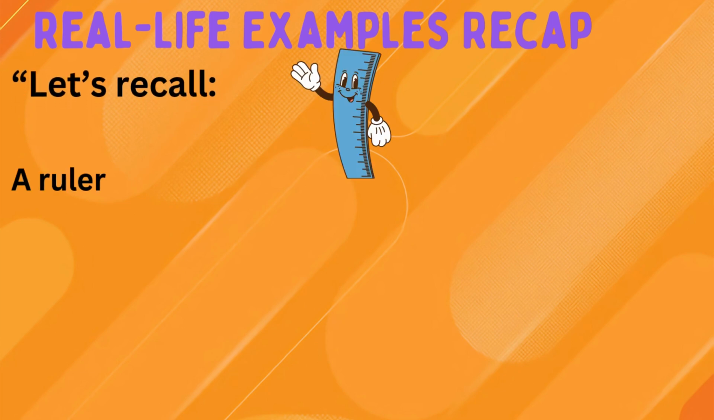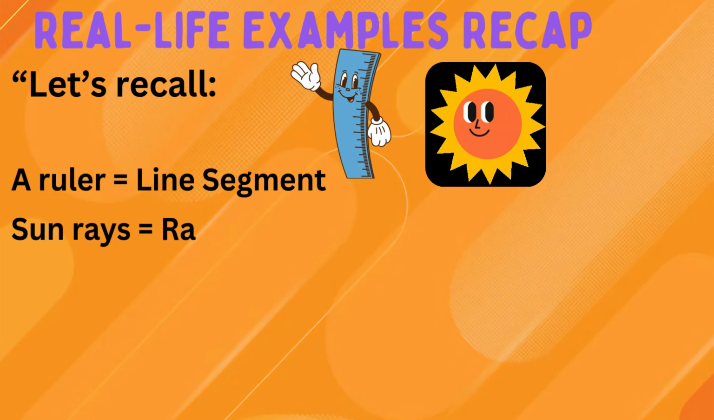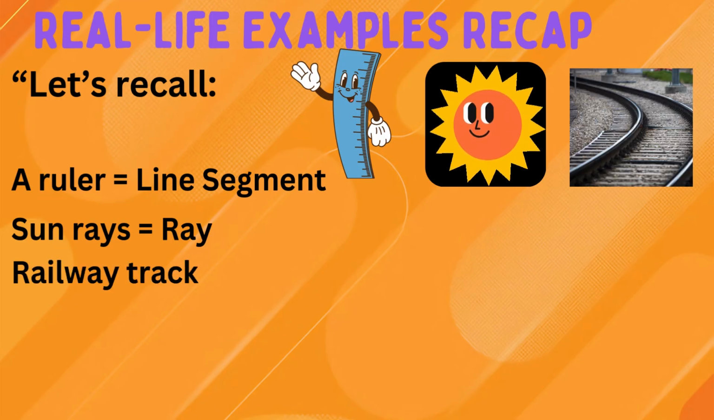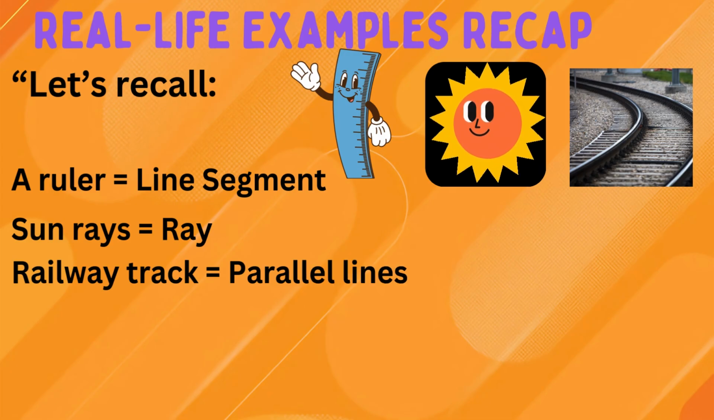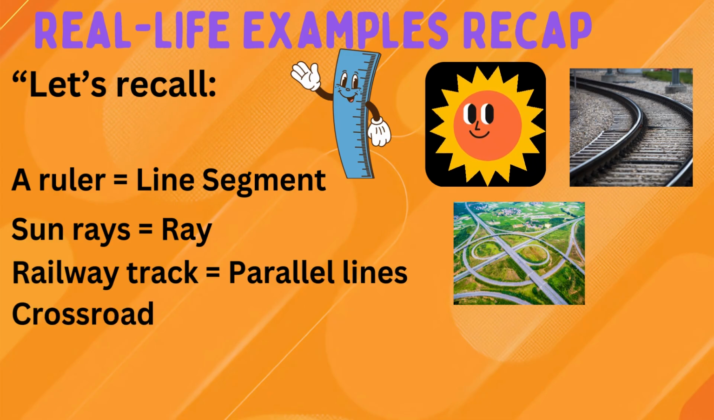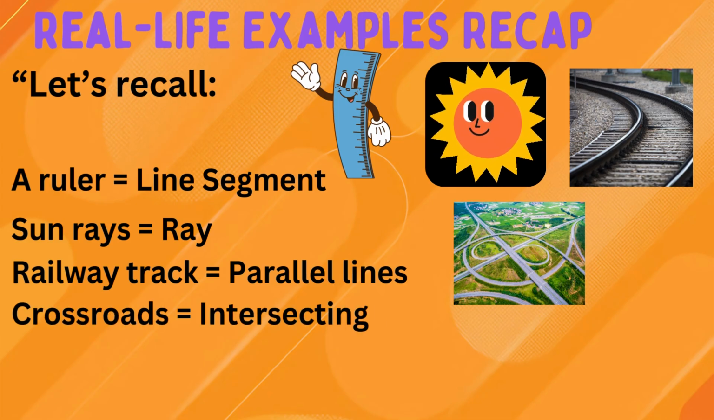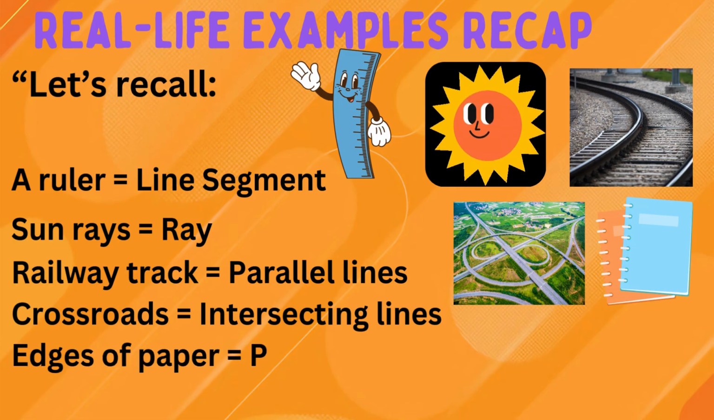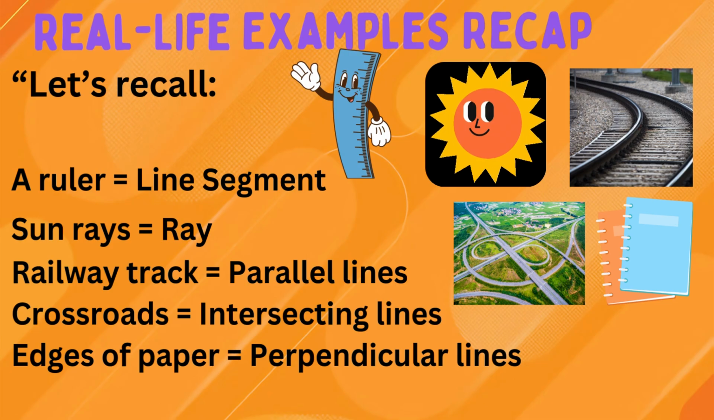Real-life examples recap. Let's recall the examples of lines which we use in our daily life. A ruler represents a line segment because it has two fixed ends. Sun rays represent a ray, starting at the sun and going endlessly. A railway track is a perfect example of parallel lines, because the tracks never meet. Crossroads represent intersecting lines, as roads meet at one point. And the edges of a paper form perpendicular lines, because they meet at right angles.